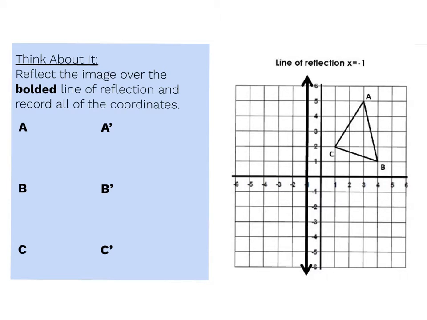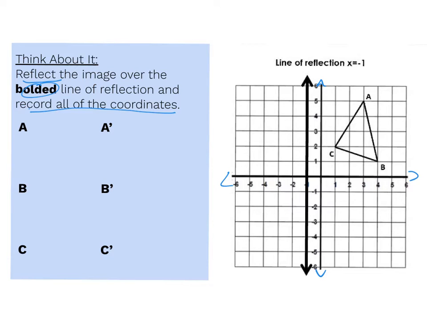All right, so for the think about it, we are reflecting this image over the bolded line, and then we're going to record all of our coordinates. So in lesson 6, we reflected over the x-axis, which is here, and the y-axis. This lesson is the same. They're just giving us different lines to reflect over, but the idea is the same.